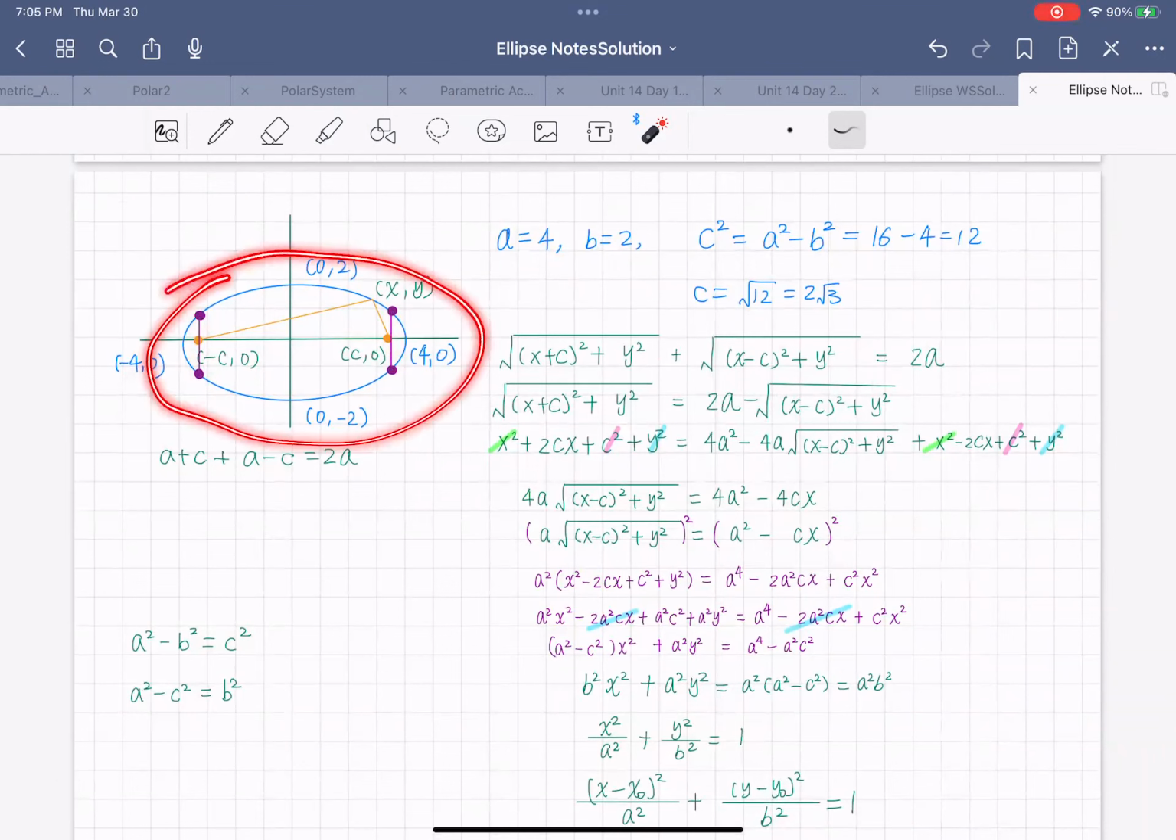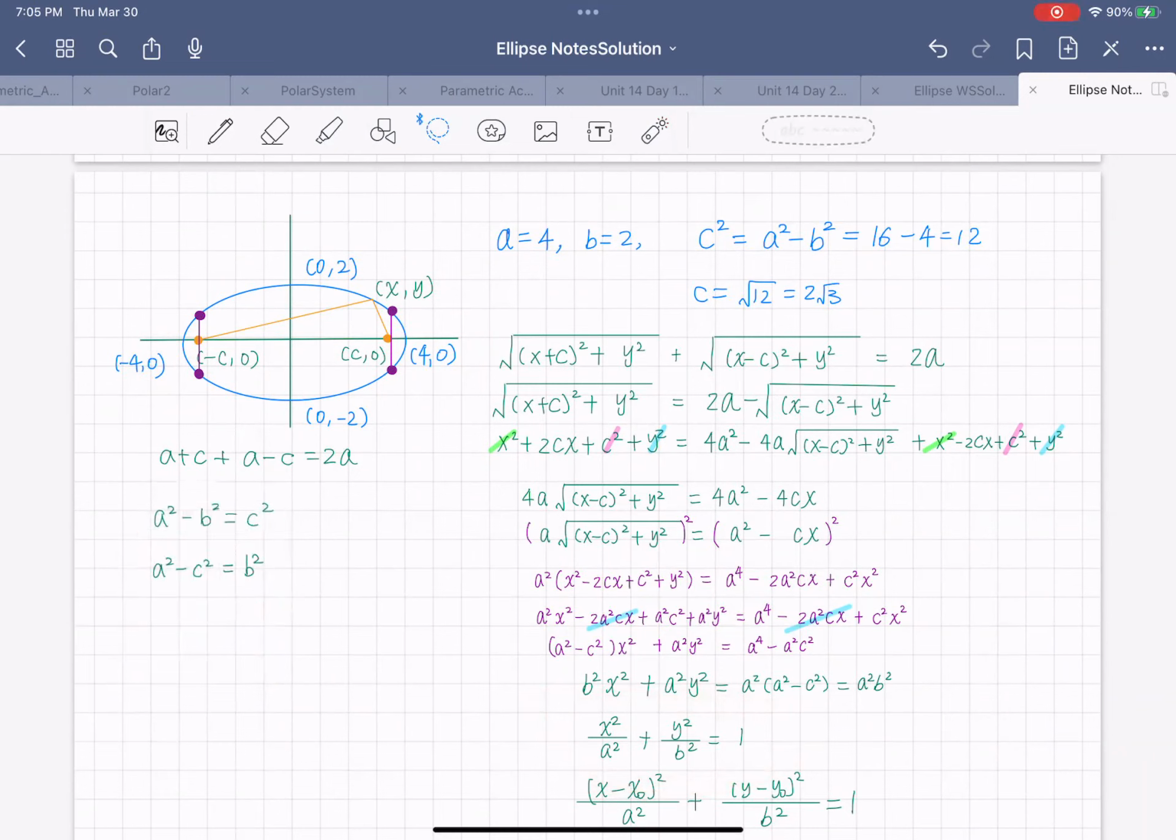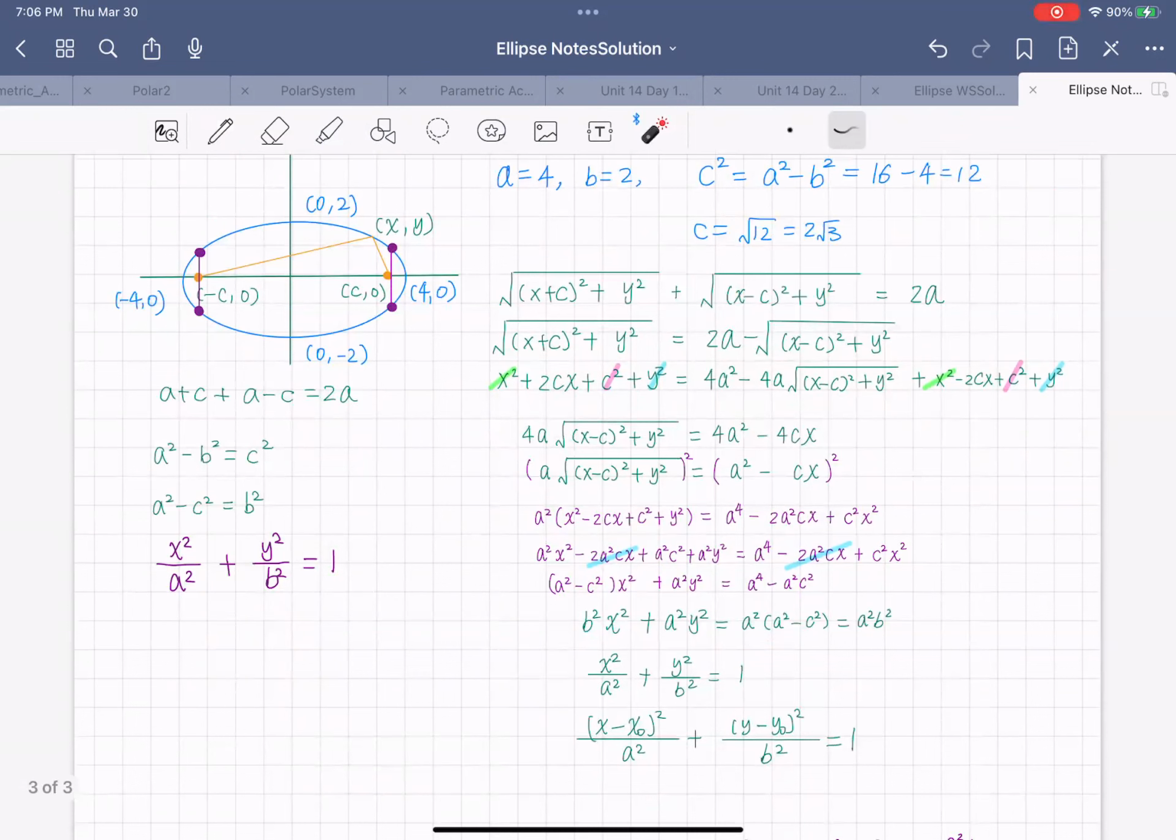This equation, what's this guy's equation, Vanessa? Go ahead, read it. X squared over a squared plus y squared over b squared equals 1. And then we can plug in. Now your x is c, so you put c here, okay?